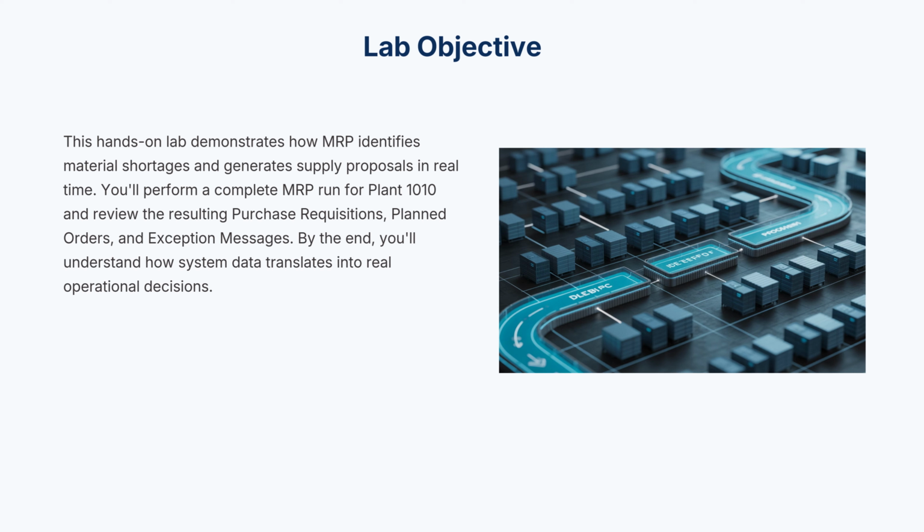The objective of this lab is to demonstrate step-by-step how MRP identifies shortages and creates procurement and production proposals. You'll run MRP for Plant 1010, review system outputs, and analyze how results translate into actionable documents like purchase requisitions and planned orders. This lab bridges theoretical MRP concepts with actual system execution.